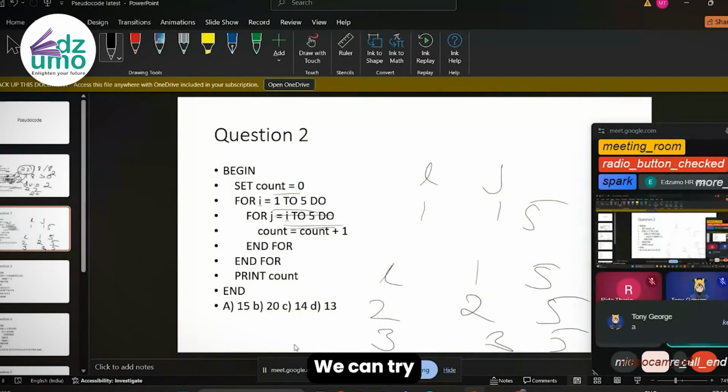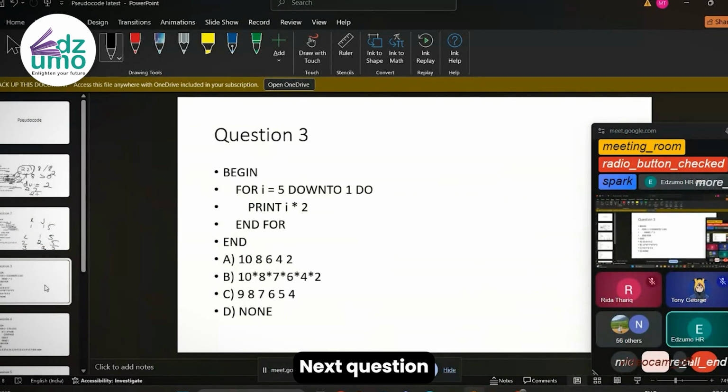I'll share this PPT with you. You can try this afterwards also. Okay, next question. For I equal to 5 down to 1, print I into 2, and 4. So what is the logic behind this? I equal to 5 down to 1, print I into 2.